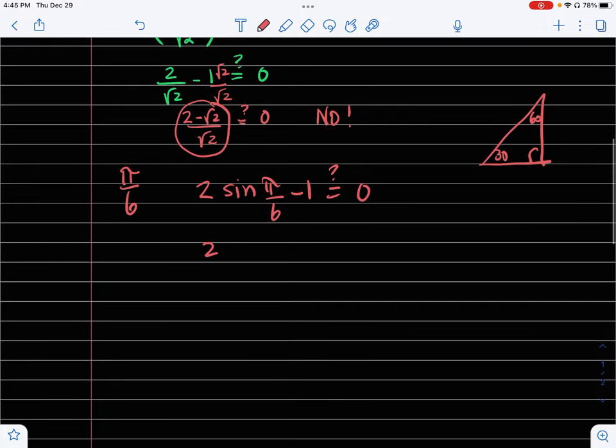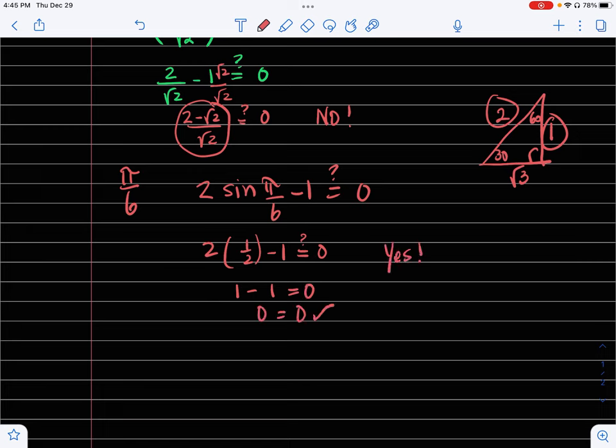The sides are 1, 2, and root 3, with 1 opposite the 30-degree angle. So sine of pi over 6 would be half. That's half. Minus 1, does that equal 0? That would be 1 minus 1, and that does equal 0. So yes, pi over 6 is a solution to this equation. So the first one was not, and the second one is. This is testing it.